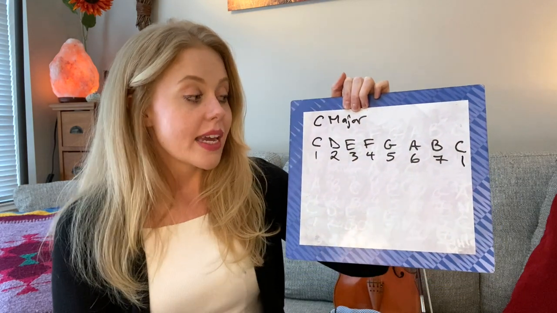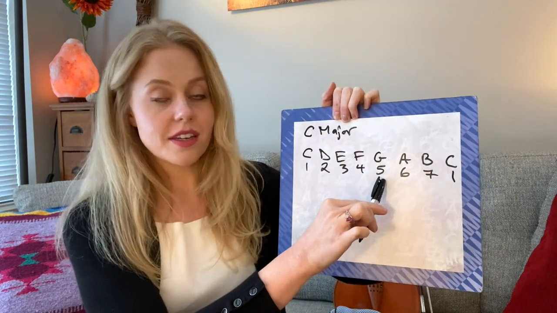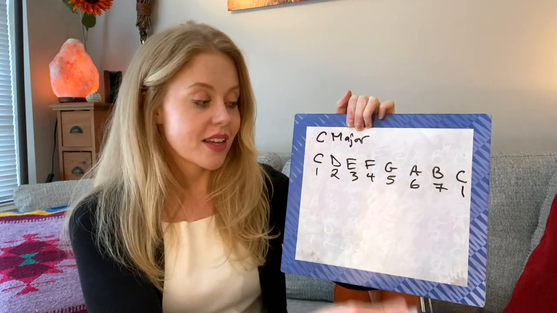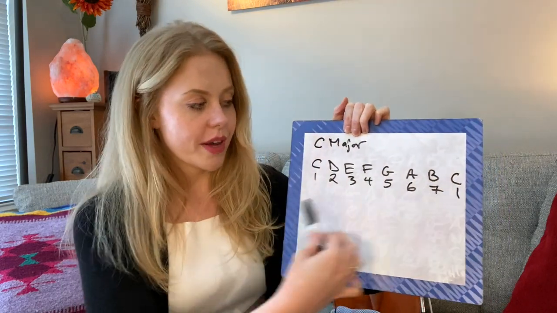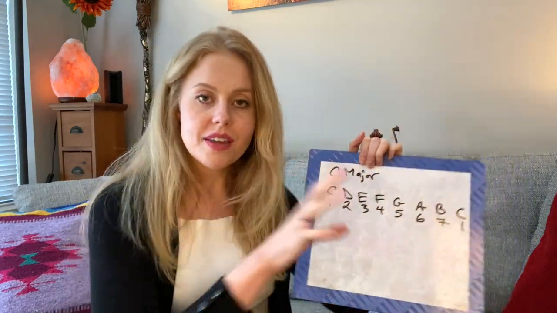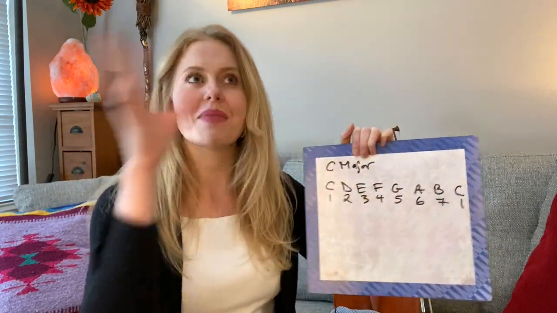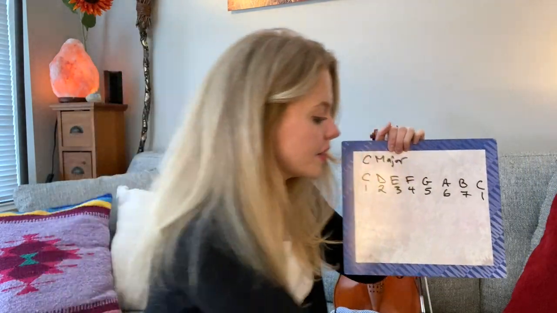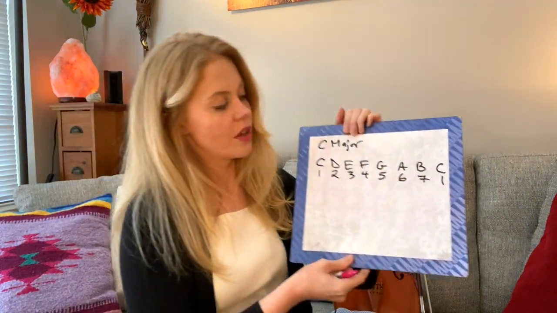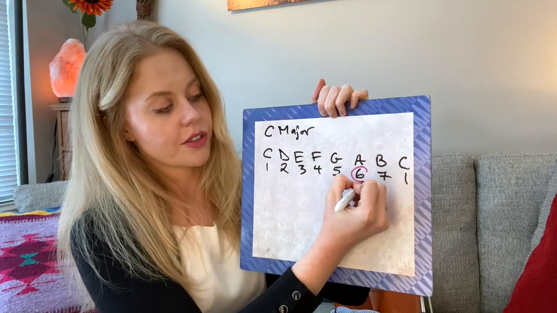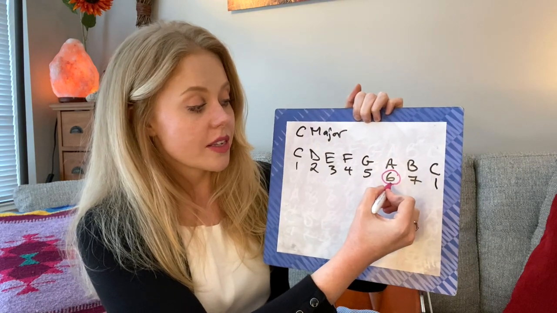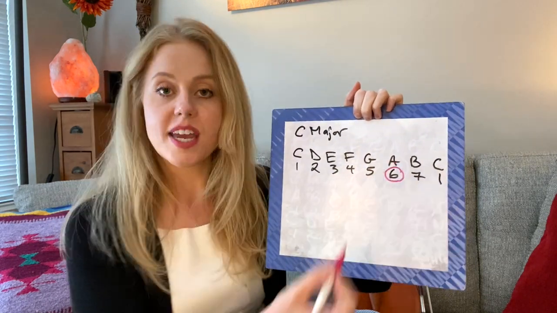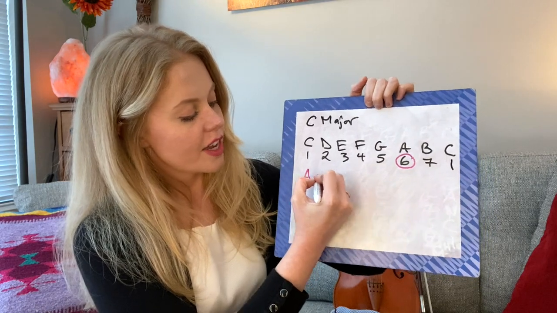For example, in the key of C major, G is always going to be the fifth scale degree. In the key of C major, C is always going to be your one scale degree. Now we're going to jump to the opposite side of the spectrum. You can think of it like a yin yang, white and dark, or white and black. What we're going to do is circle our sixth scale degree. This is how we're always going to find the relative minor. In this case, the relative minor of C major is A minor. So let's write that down here, A minor.